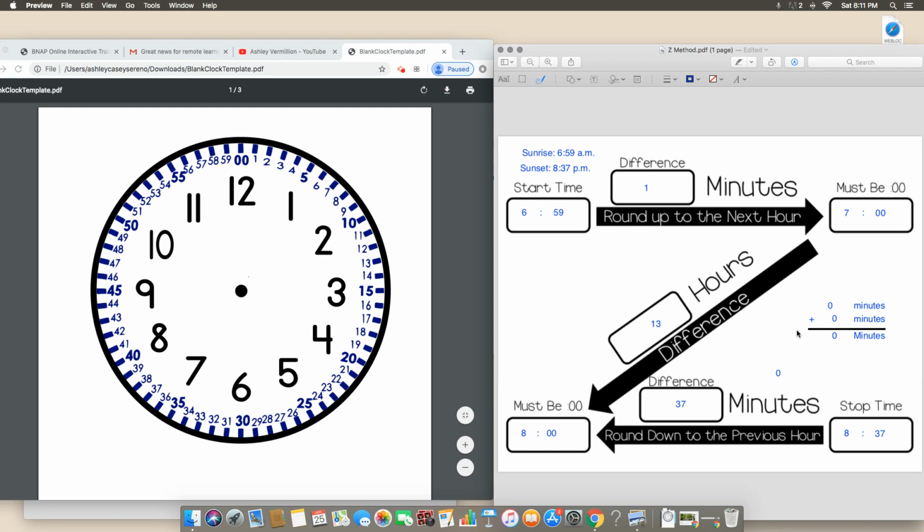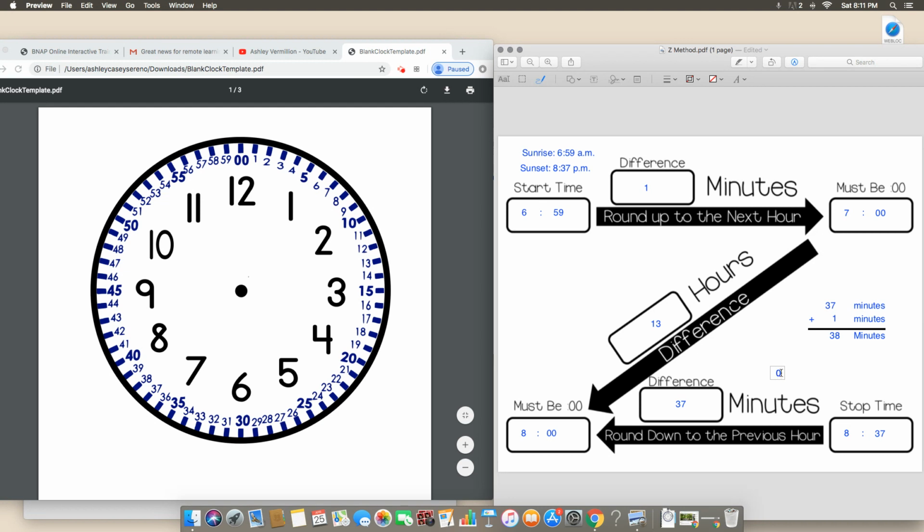Now I need to figure out how many minutes there were. So I'm going to take my 37 minutes. I'm starting with 37 because it's the bigger number and I like to have my bigger number on top. Then my 1 minute. And we're going to add that together. So 37 minutes plus 1 minute is 38 minutes.